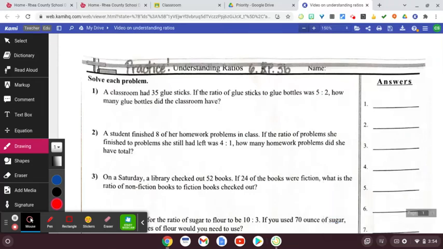Hi guys, here is the worksheet on understanding ratios. I'm going to do the practice side with you guys so that you can see how to do this, so you can do the graded side.